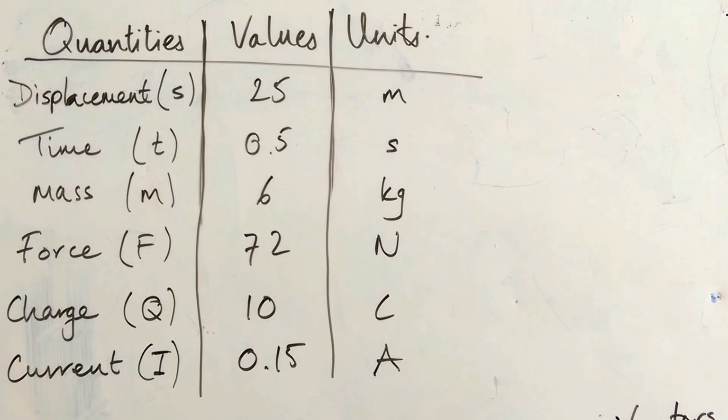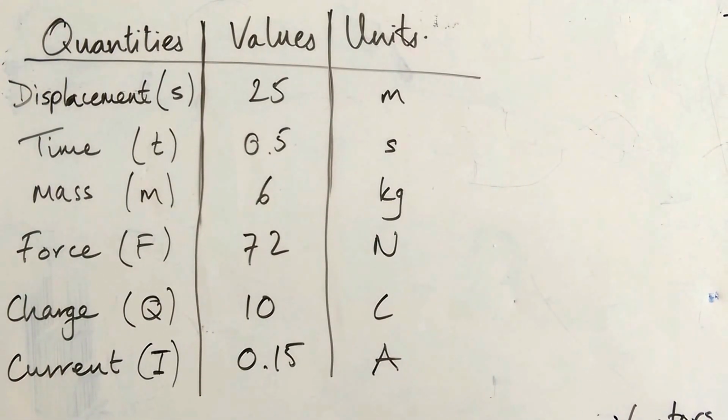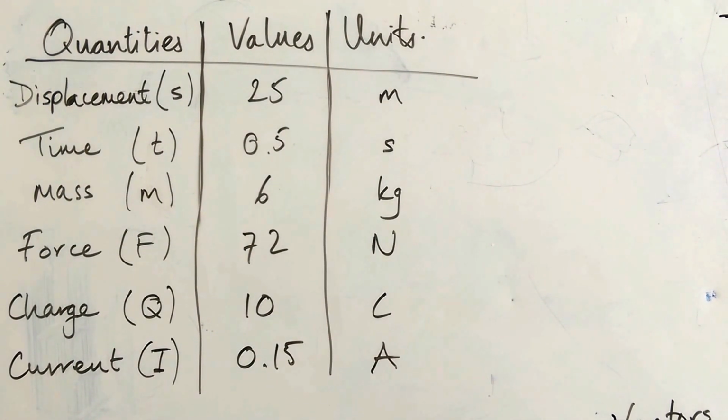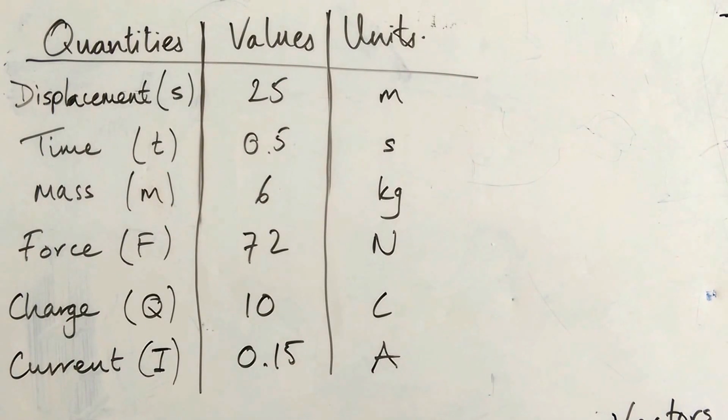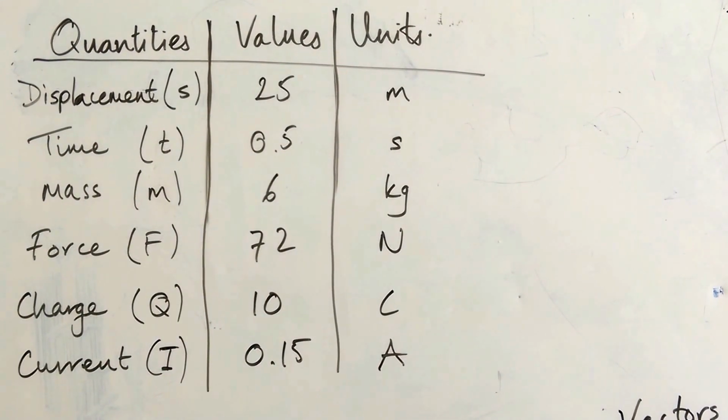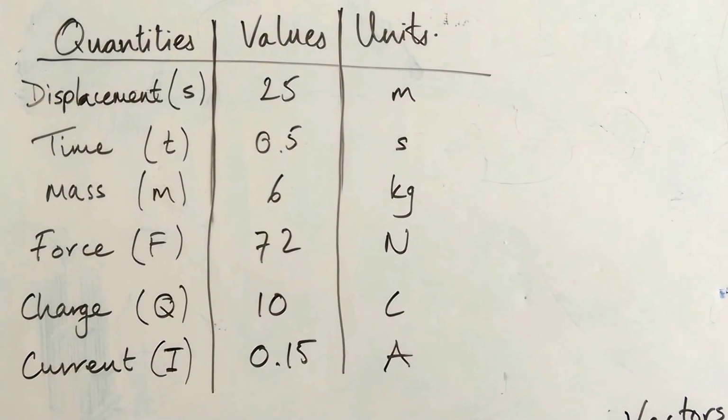Now, the analogy that I give of this is that imagine it being like money. If I say to you 500, that's pretty much meaningless. The quantity is money. The value is 500. And the unit could be pounds or could be pence. And the actual meaning of that would be very different depending on that. So it's very important that you use coherent units whenever you're doing calculations.